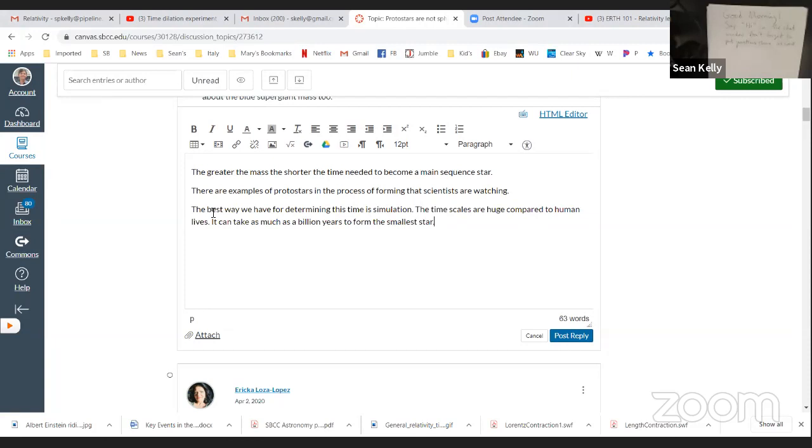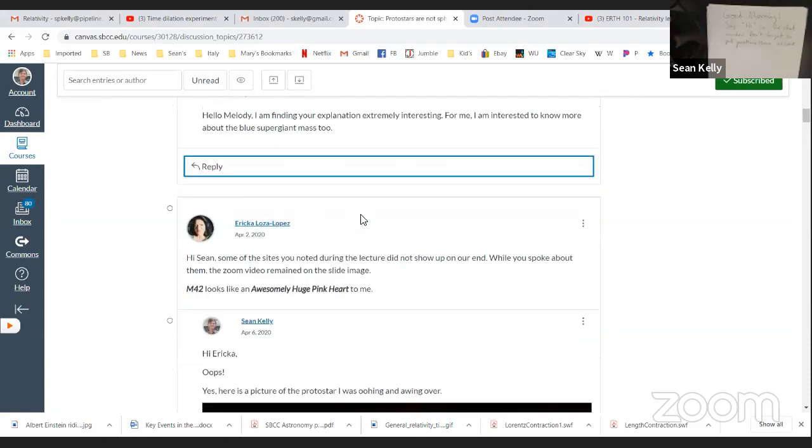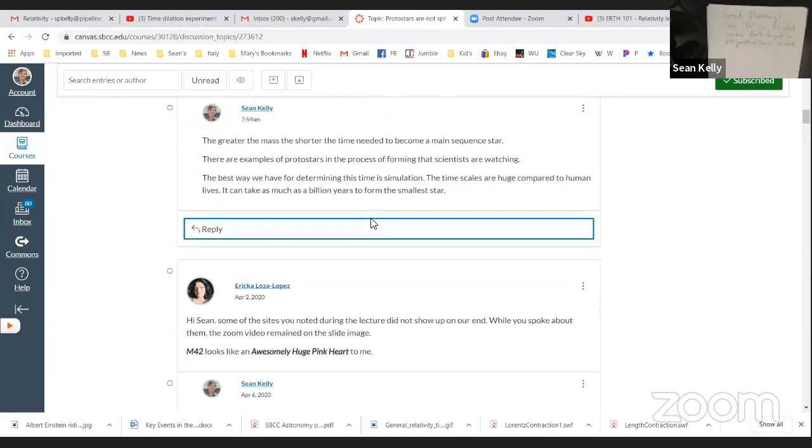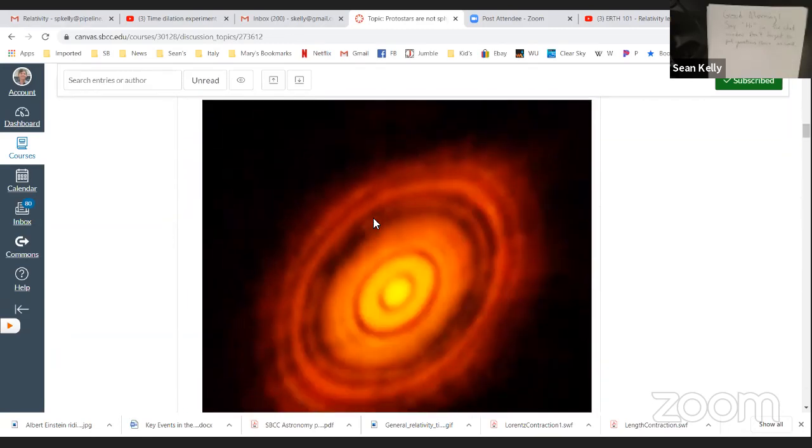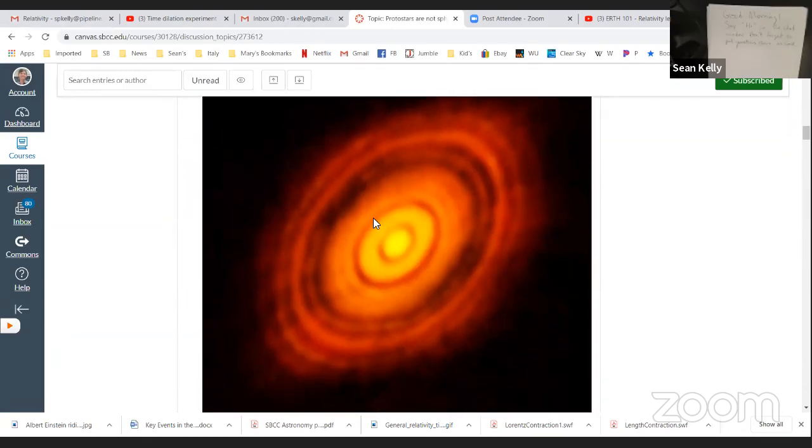Okay, so that's a couple of questions, and I'll try to do that the next class as well. And that's a picture of a protostar, a protoplanetary disk. In the protoplanetary disk, you can see the rings, right? And in each ring, there is matter that is coalescing to form a planet.